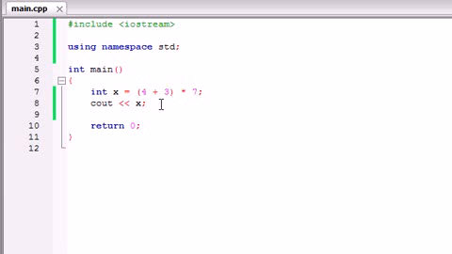For now, that's all I want to talk to you about: basic arithmetic and how it works in C++.